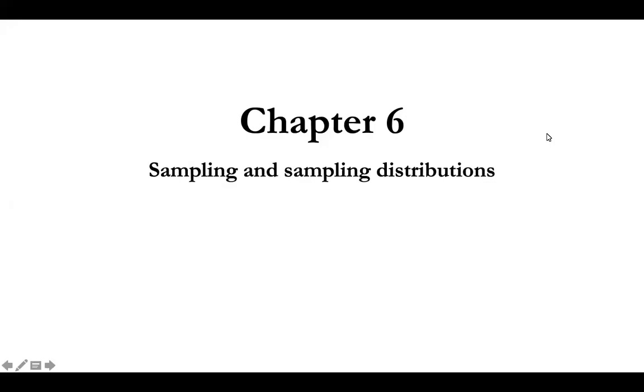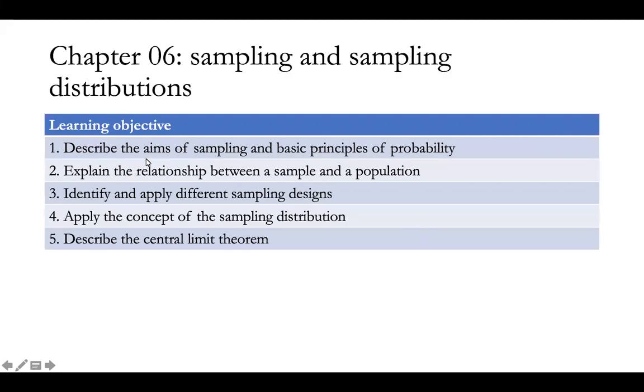Chapter 6, Sampling and Sampling Distributions. We're going to cover the aims of sampling and basic principles of probability. Also cover the relationship between a sample and a population, which we introduced earlier in the course. We're going to go into more detail now.